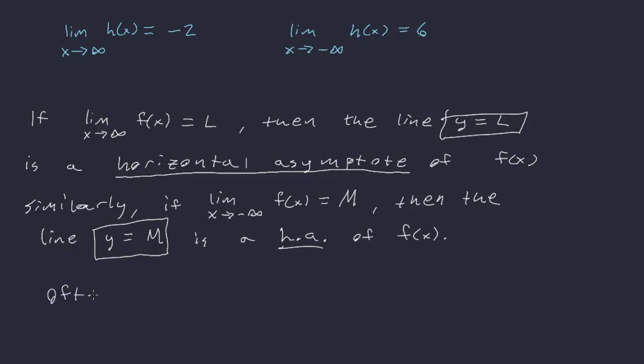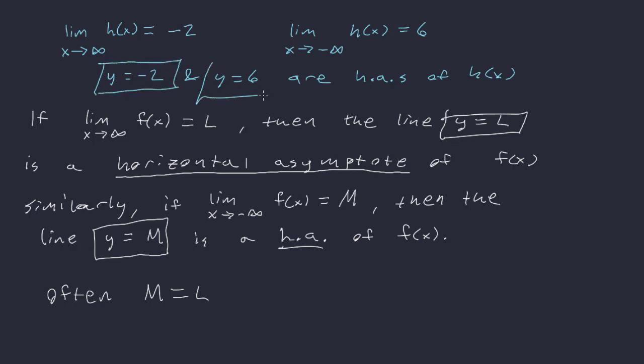Now, often M is equal to L. They're the same thing, but not always. So in this case, y equals negative 2 and y equals 6 are horizontal asymptotes of h of x. Often they are the same, but they don't have to be. And be really careful, just like with vertical asymptotes, we're talking about the line.